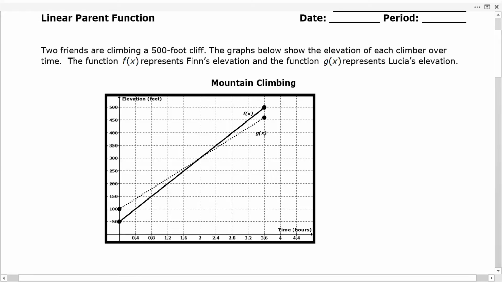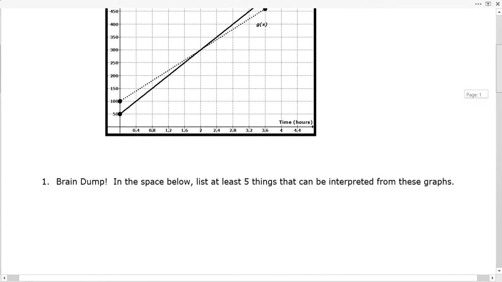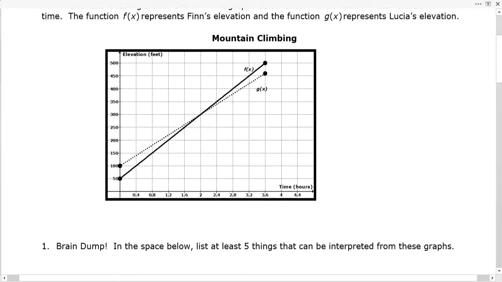Okay, we're going to talk about parent functions. Parent functions should be really easy and fast. Okay, so we're talking about climbers, and hopefully you'll notice in the graph that we're looking for things that you notice from the graphs. So I'll do mine up here.